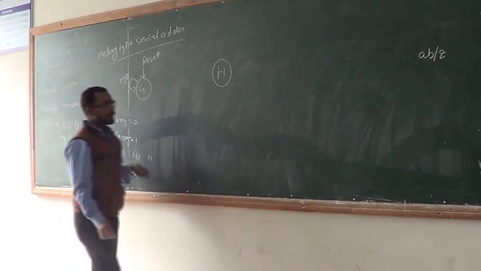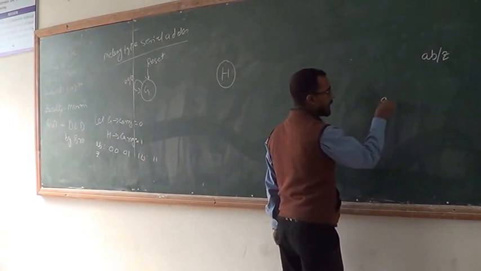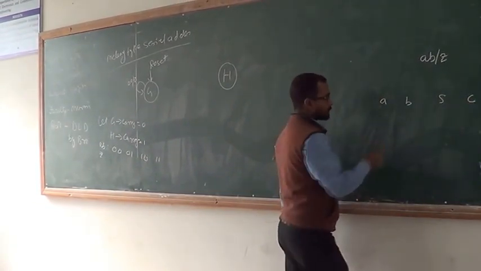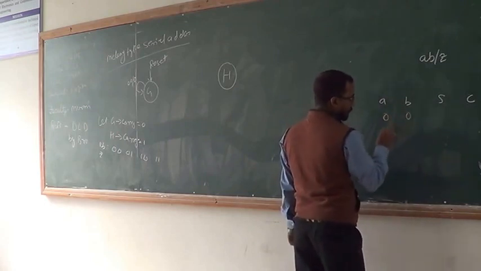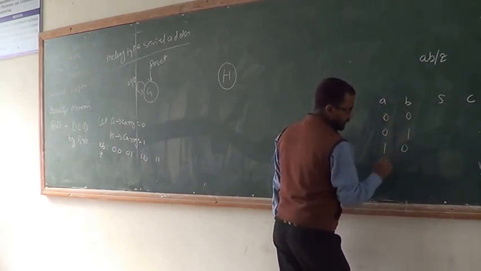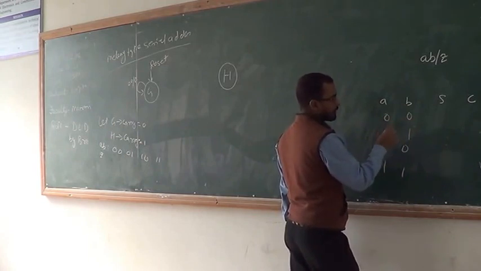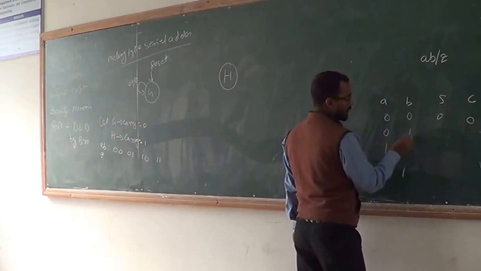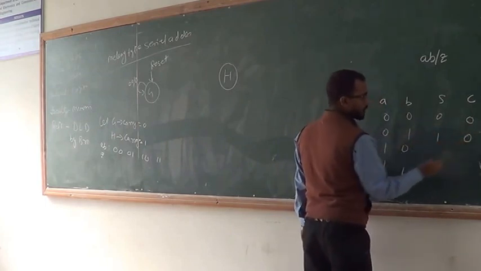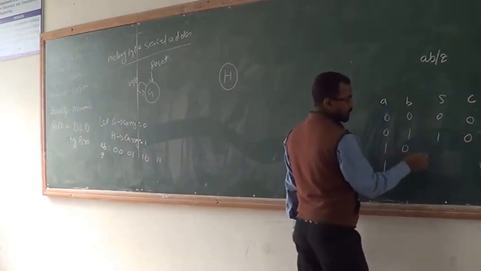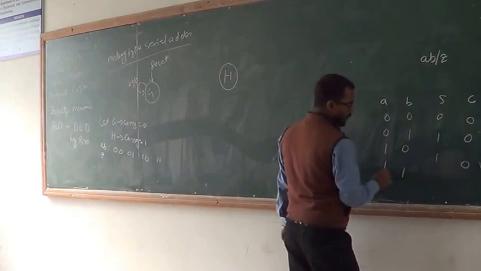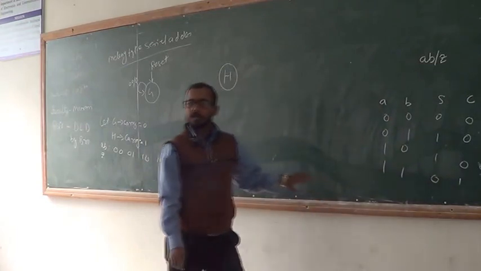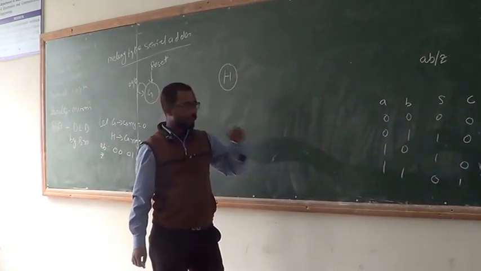Now if you write it down like that, then you easily understand that this is A, this is B, this is the sum and this is the carry. Okay, AB is 00, 01, 10, 11. Write down the sum: 00 sum 0 carry 0, 01 sum 1 carry 0, 10 sum 1 carry 0, 11 sum 0 carry 1. Okay, now you are comfortable.